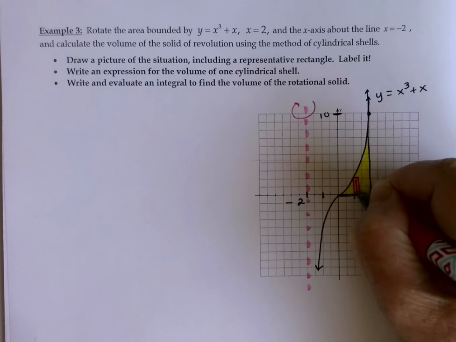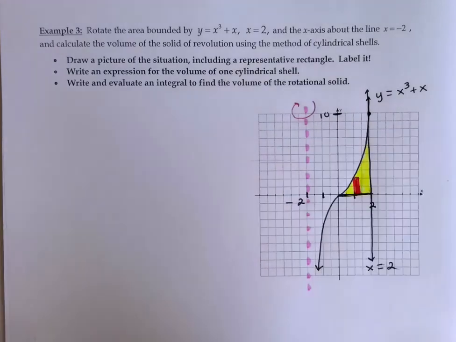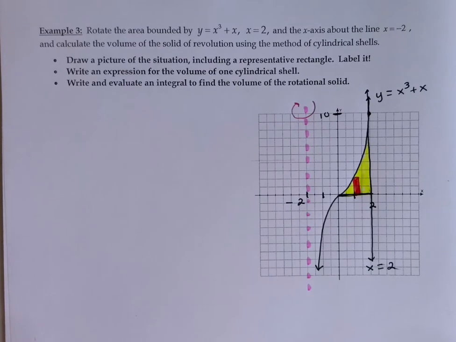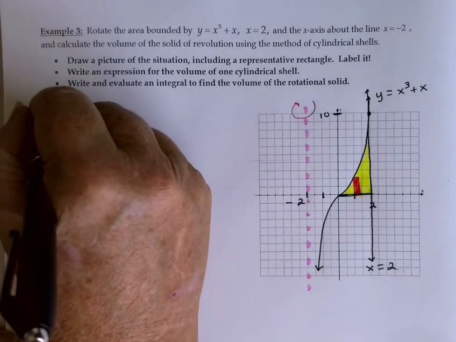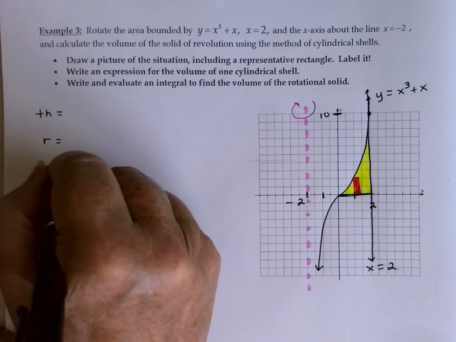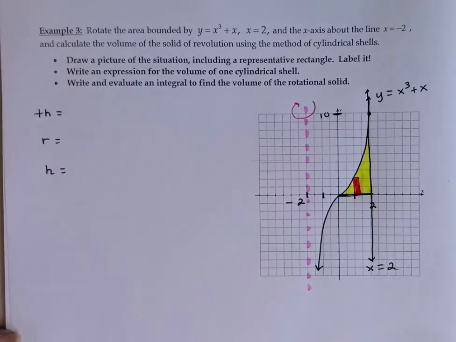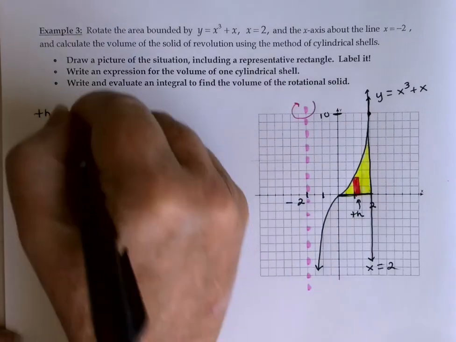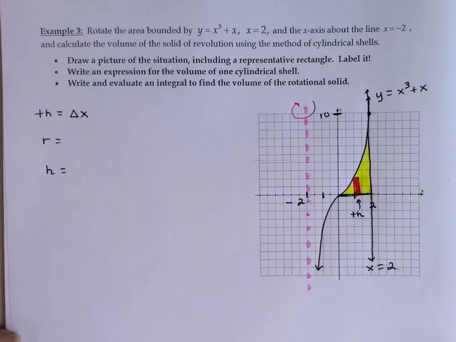Notice this is a very good thing because by drawing vertical rectangles, I can leave this solved for y. I would not want to have to solve that for x. In fact, I don't think I could. All right, so we're going to set up our shell method. We know for the shell method we need the thickness, the radius, and the height. Thickness here is a little piece of the x-axis, so delta x.